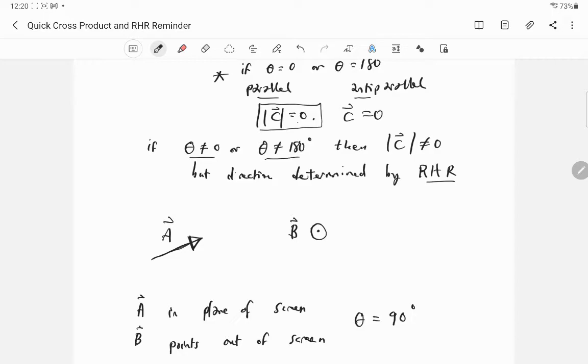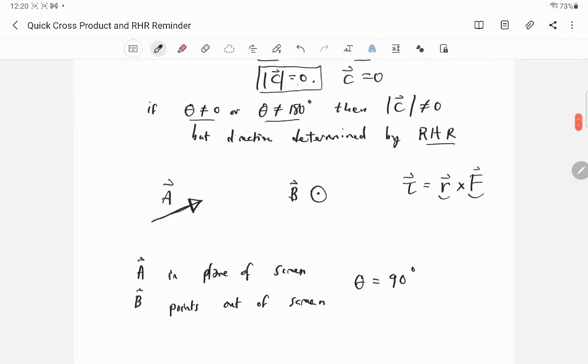Okay. For example, if you want to calculate torque, that's R cross F, right? So this has physical dimensions of distance, and this has physical dimensions of force, right? So this is, for example, meters times newtons, or the Newton meter. Okay, so anyways, let's think about A.